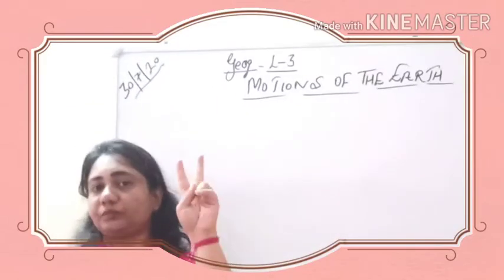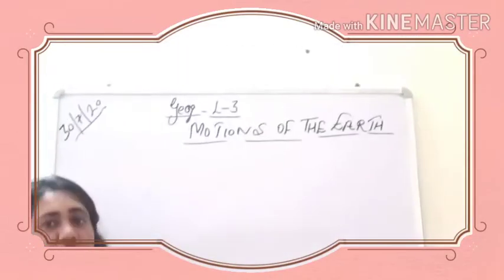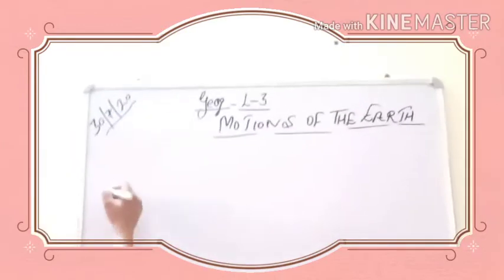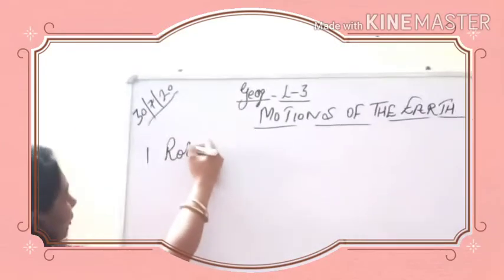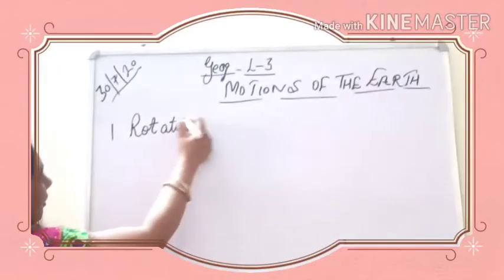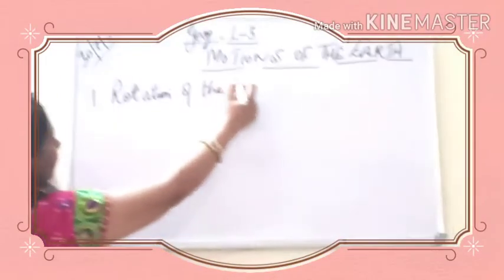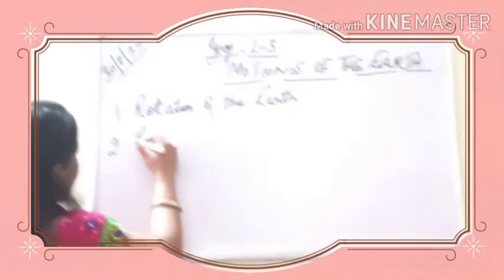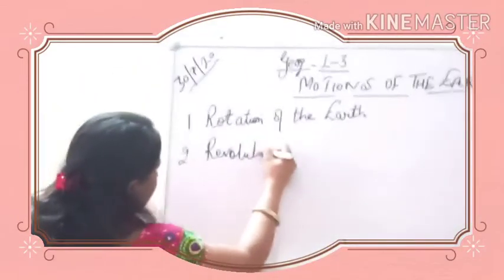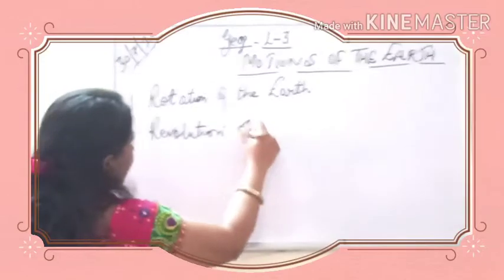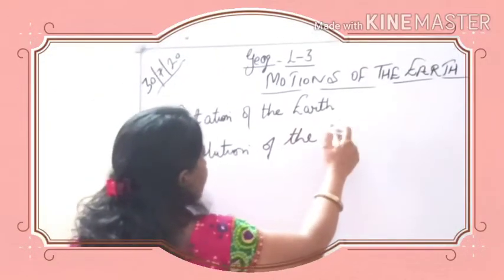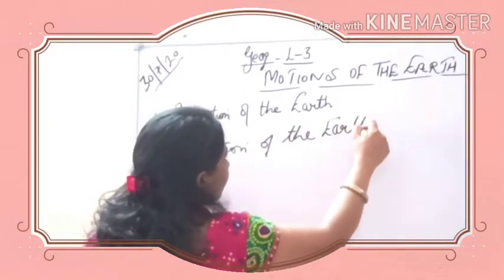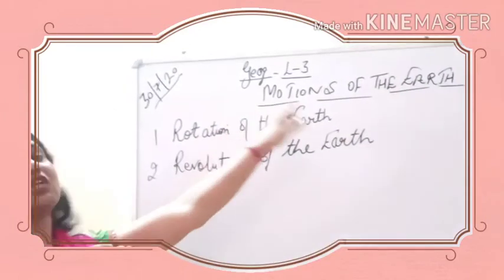We will be studying two main things. Number 1, rotation of the earth. Then we will be studying the revolution of the earth. So you will come to know the difference between these two words: what is revolution of the earth and what is rotation of the earth.